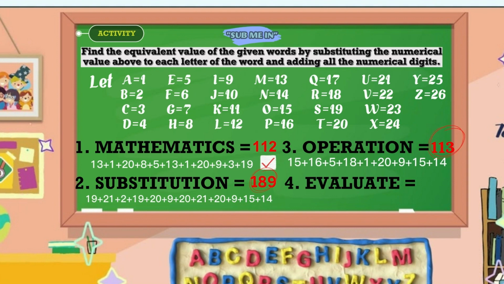Now, number 4, evaluate. What is your answer? It is 87 because 5 plus 22 plus 1 plus 12 plus 21 plus 1 plus 20 plus 5 is equals to 87. Correct?